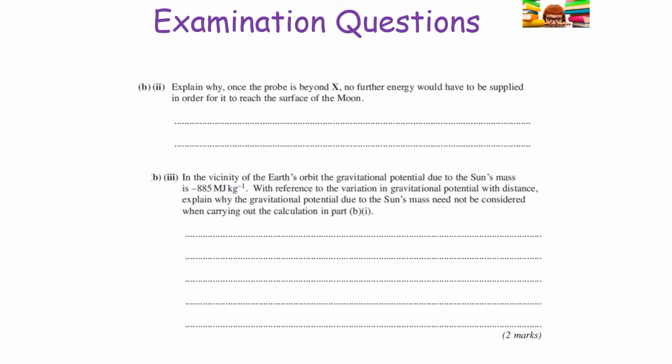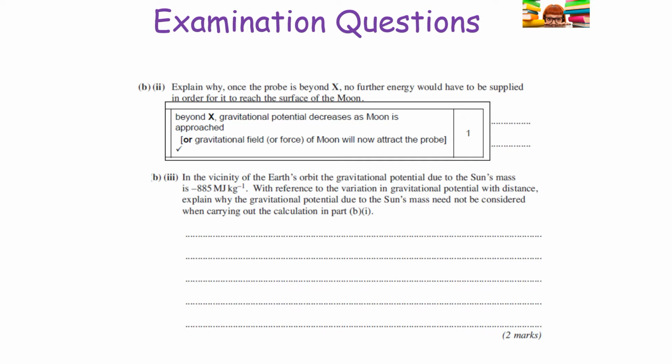Now you'll notice in these two questions that there are no calculations required, rather it's just your understanding of fields and what we actually are working out with these terms of potential, potential difference and field strength. Beyond X the gravitational potential decreases as the moon is approached, because now the gravitational field of the moon will attract the probe towards it. It's always important to remember that any gravitational field will cause an attractive force to act on the object in the field, pulling it to the center of mass of that gravitational field. Remember, gravitational fields always produce attractive forces.